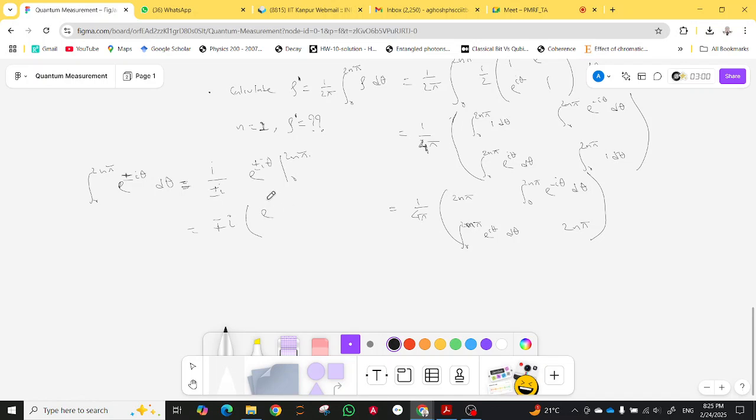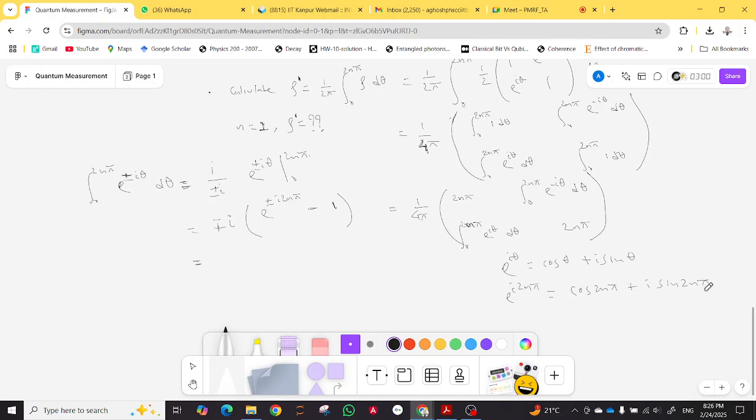e to the power plus minus I 2n pi minus e to the power 0. E to the power 0 means 1, right? Now e to the power I 2n pi, what is the value? So e to the power I theta means cos theta plus I sin theta, right? So e to the power I 2n pi means cos 2n pi plus I sin 2n pi.